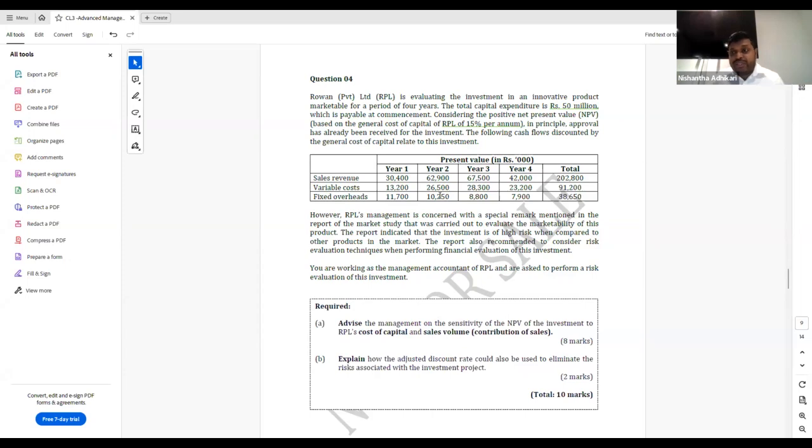Number two, at which percentage your contribution should decline or fall in order for the project to have zero NPV. Right. We will see how to deal with that. We will work it out quickly. Now, based on the present condition, you have been given the sales, variable cost, fixed overhead. Now we will work out cash flows and all. I will take this information quickly because we don't have much time.